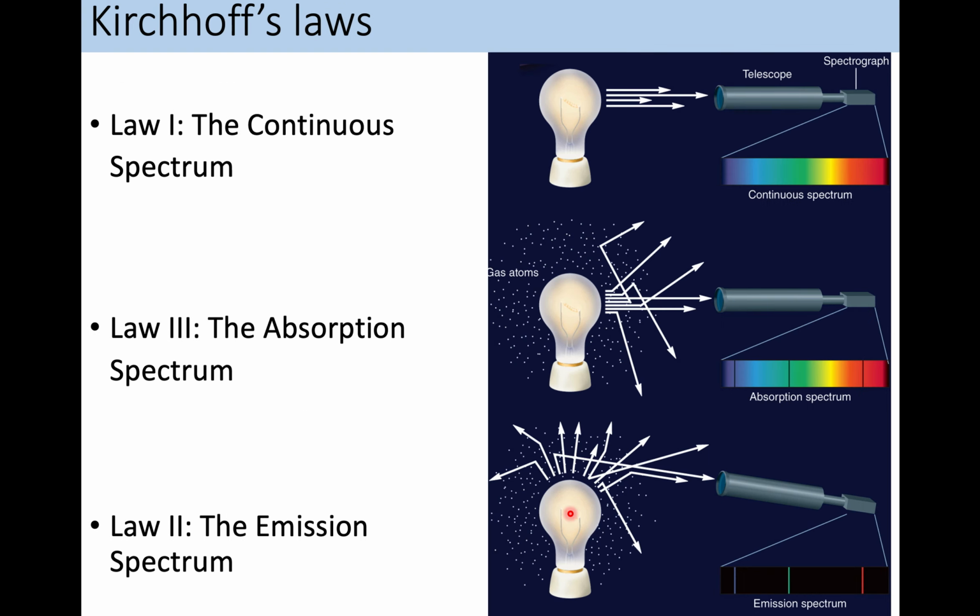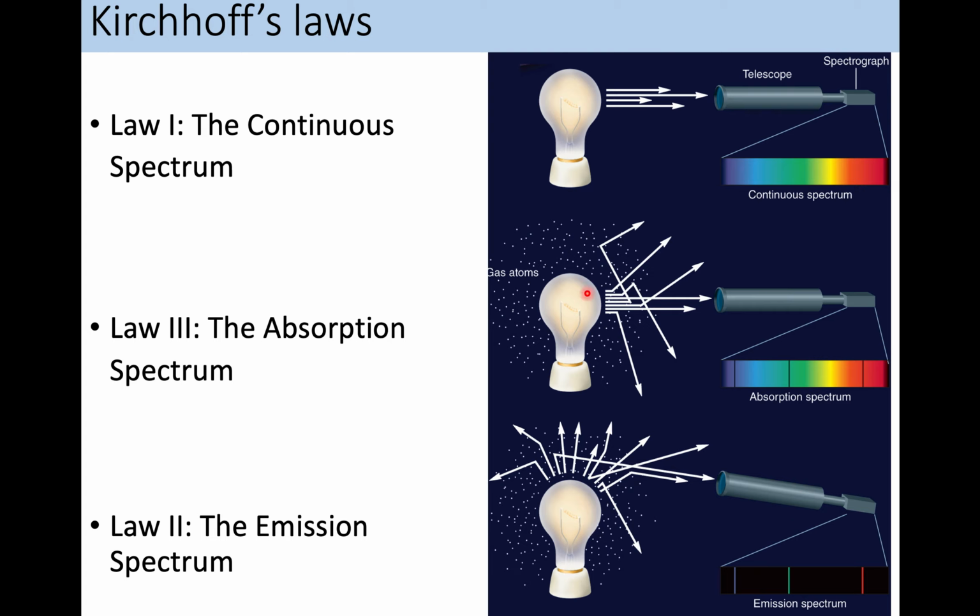So here we have the continuous spectrum. So our light bulb is emitting at all wavelengths. So we see this continuous spectrum when we observe. Now if we look at the emission spectrum, so law 2, they're out of order in this diagram. The emission spectrum would be if we were looking at one particle of gas, hydrogen, let's say, we are going to see the wavelengths that are emitted by hydrogen.